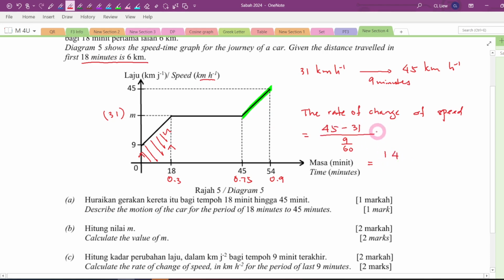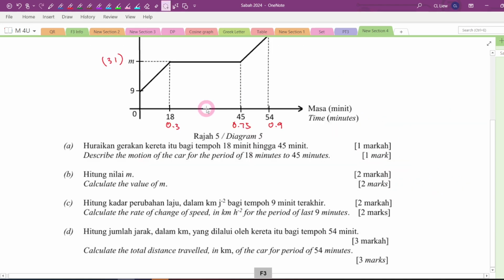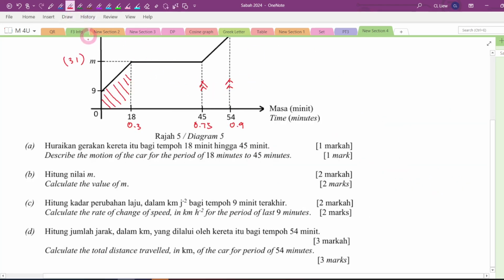45 minus 31, which is equal to 14, and this one, let me press my calculator. 14 divided by 9 over 60. Okay, so the answer is 93 and 1 over 3 kilometer per hour square. This is the answer for part C. Let's look at the last part of this question.